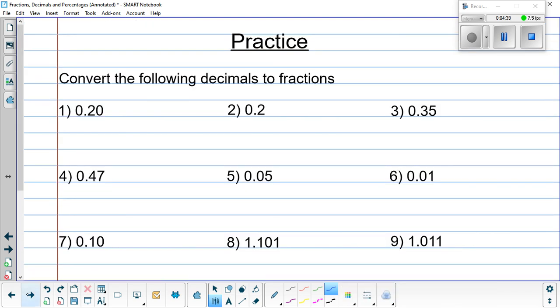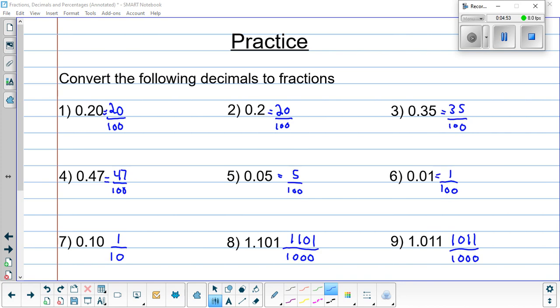So here is a group of fractions. I'm going to let you pause the video now, take a chance at them, see how far you can get, and then we'll go through the answers after.